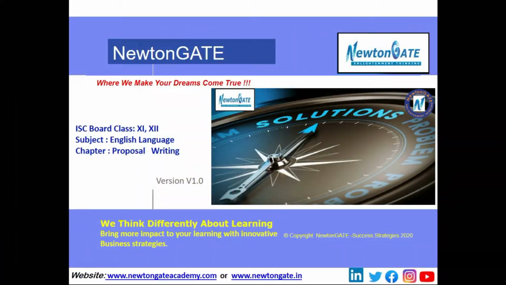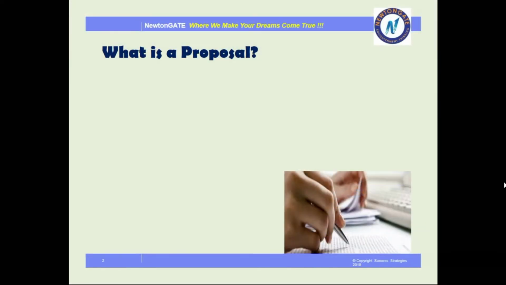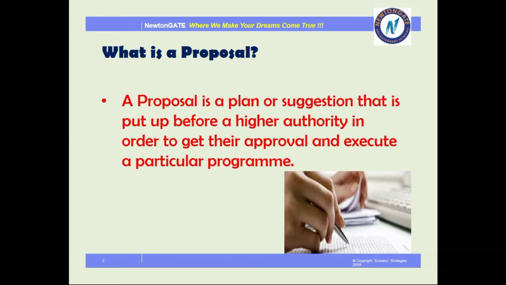Proposal writing is a very vital question and it will contain 10 marks in your English language paper. Before we move on to see the format of proposal writing, it is very important for us to know first what is a proposal. A proposal is a plan or suggestion that is put up before a higher authority in order to get their approval and execute a particular program.